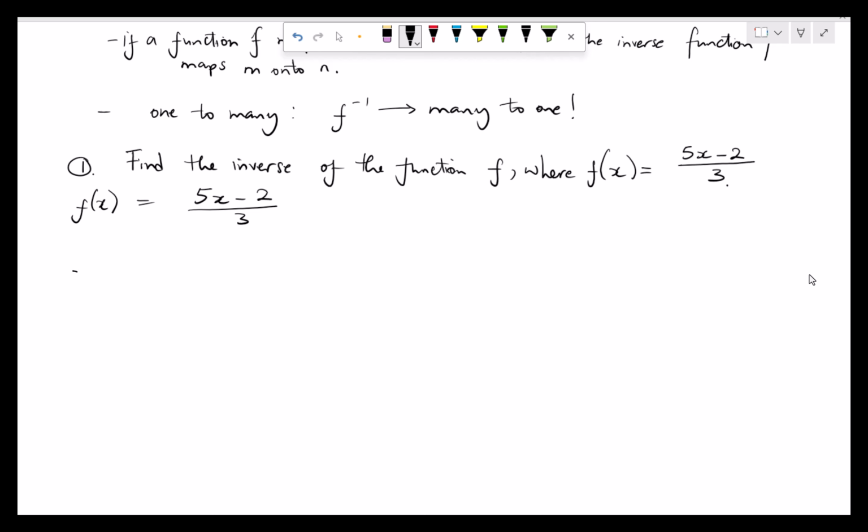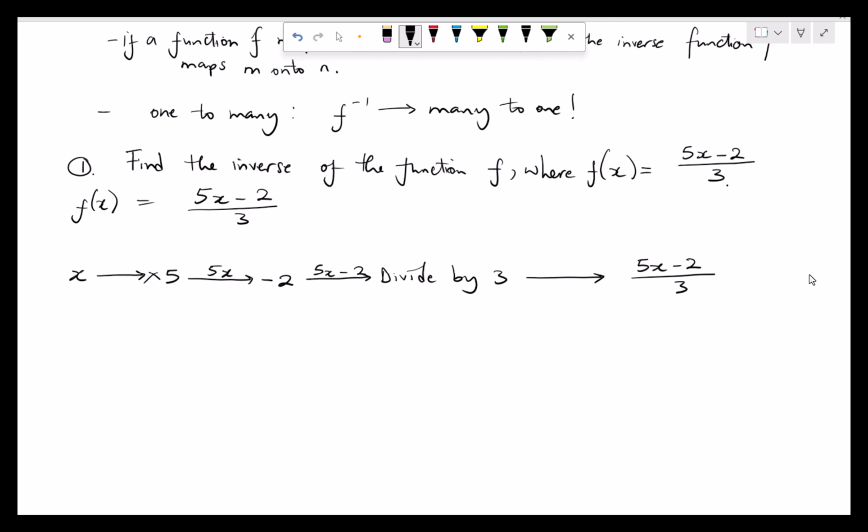We start with x and we look at what was done to x. So we multiplied by 5 to get 5x, and then we subtracted 2 to get 5x minus 2, and then we divided by 3. And we got the function (5x minus 2) over 3.